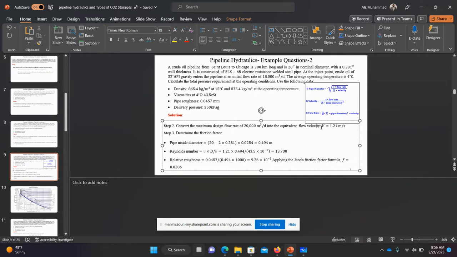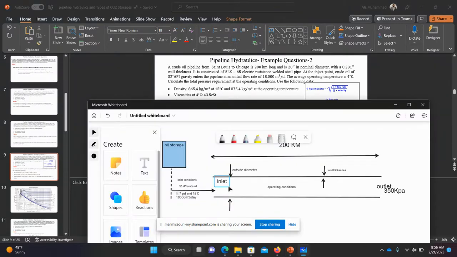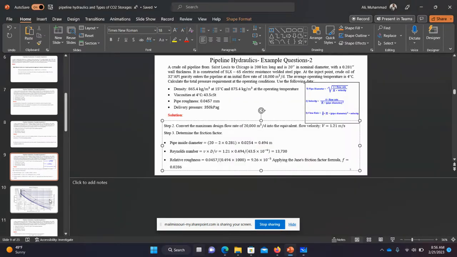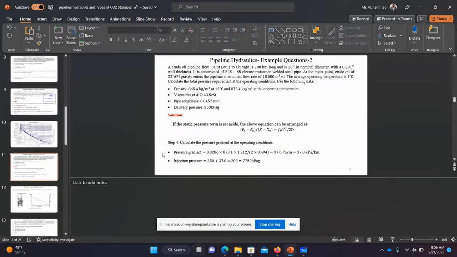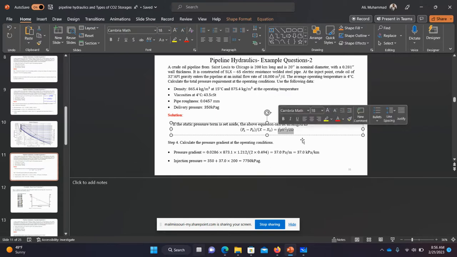Why are we doing it? Because we want to find out how much the pressure is dropping per kilometer, so that the final outcome pressure is 350 kilopascal. That's the main objective. In order to do this, we have a formula here: the pressure drop is equal to the friction factor, density, velocity squared, divided by the diameter. So we need to calculate all those factors which are given in this equation.